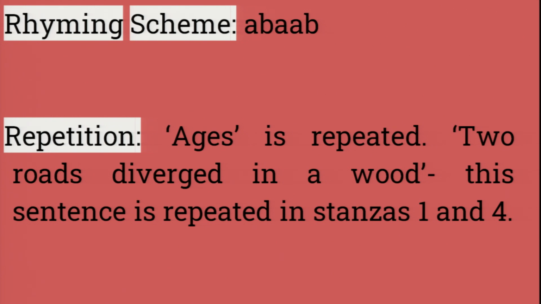Okay. Now repetition. The second literary device used here is repetition. Repetition means something which is repeated. Okay. As you can see, ages is repeated. Two roads diverged in a wood. This sentence is also repeated in stanzas 1 and 4.